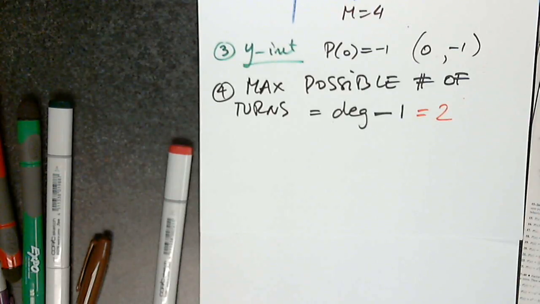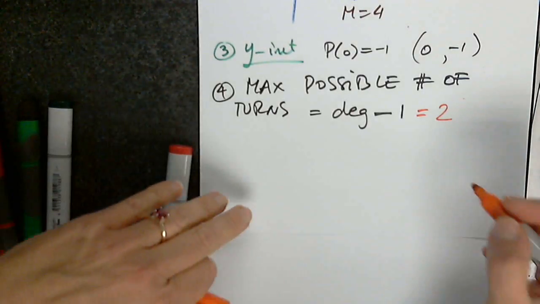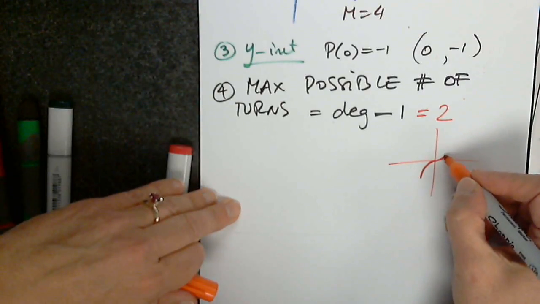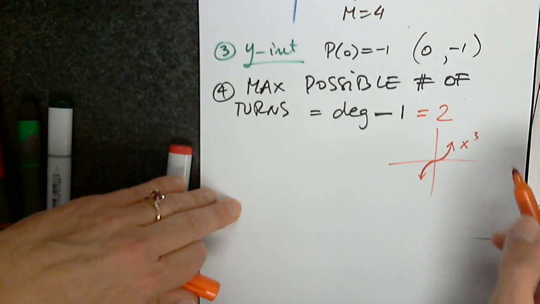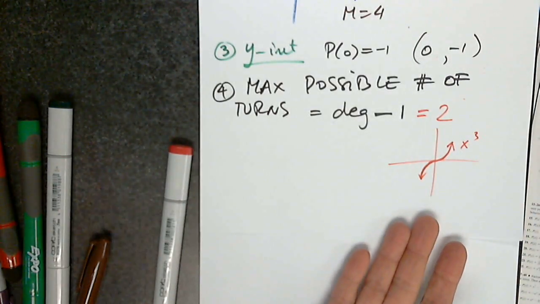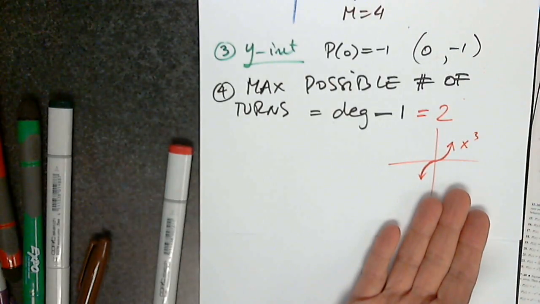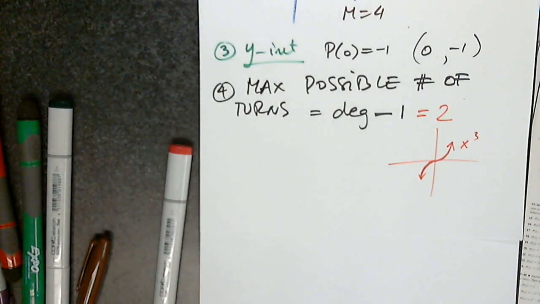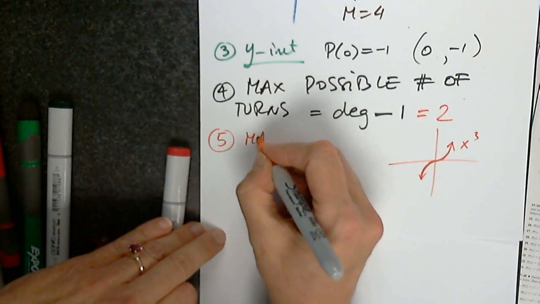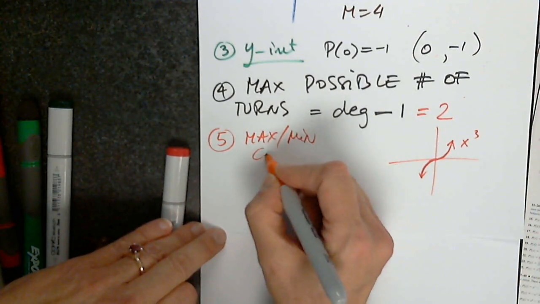X cubed has no turns. Remember we graphed it? So this is x cubed. How many turns does x cubed have? Meaning max or min, that's what I mean by a turn. How many turns can it have at maximum? 2, degree minus 1. But it doesn't have any. So it doesn't have to have that many turns. Okay. Number 5. Max or min with a calculator.